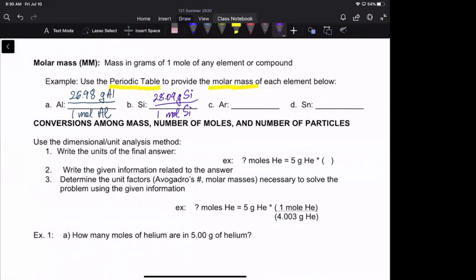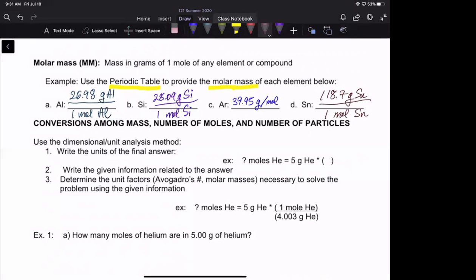So don't be fooled by that slanty line. I'm going to go ahead and write one like that. Let's look at argon, number 18. That is 39.95 grams per mole. That implies grams of argon on top, 1 mole of argon on the bottom. And tin, SN. Tin is number 50, and it shows up as 118.7 grams of tin in 1 mole of tin.